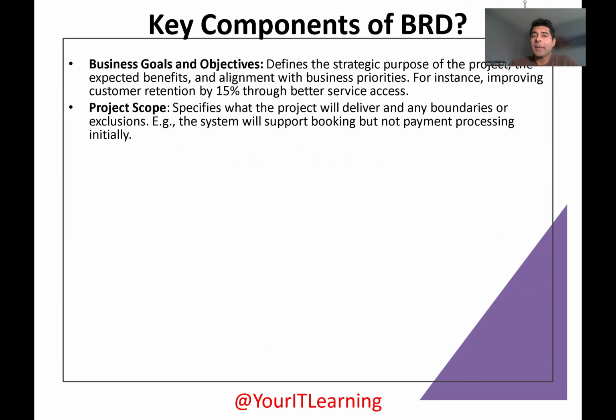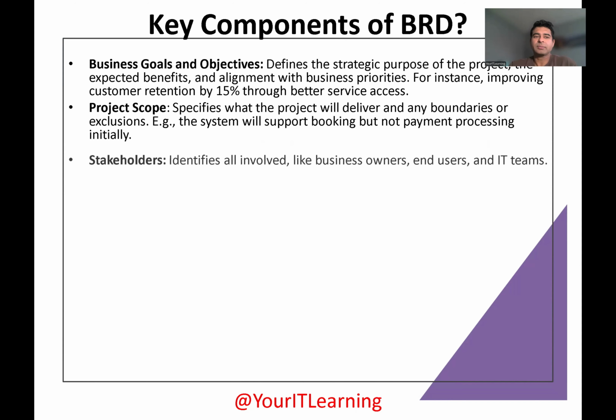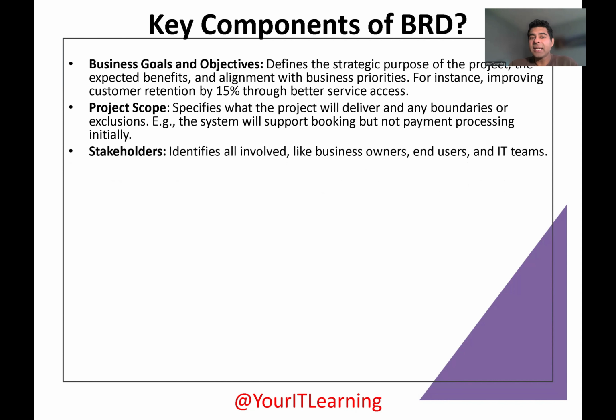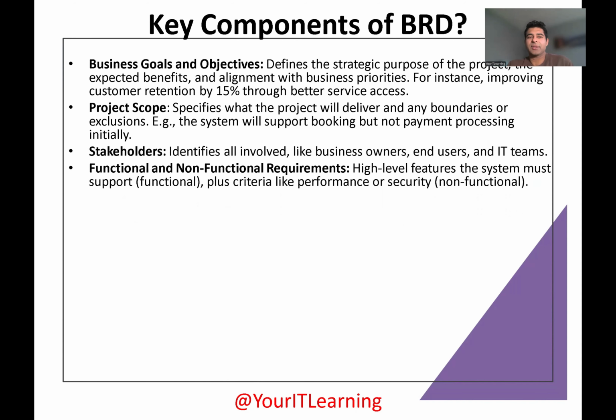Project scope: it specifies what the project will deliver, and any boundaries or exclusions, like what is in scope of the project and what is out of scope. For example, the system will support booking but not payment processing initially. So booking is in scope and payment processing is out of scope. Stakeholders: it identifies all those involved, like the business owner, end users, and IT teams.